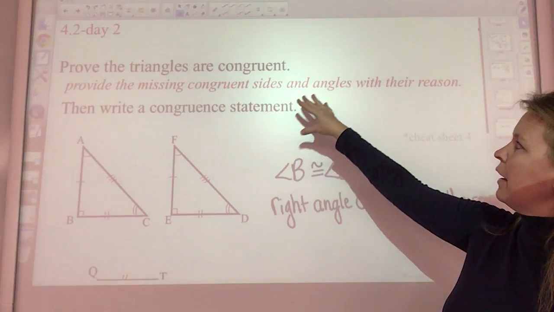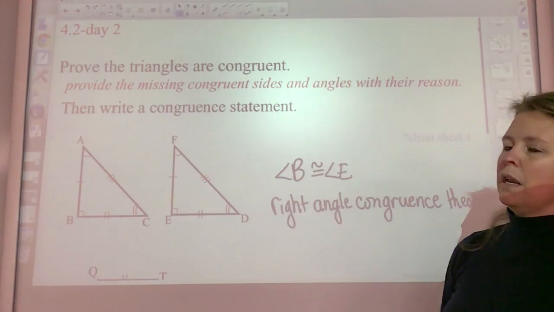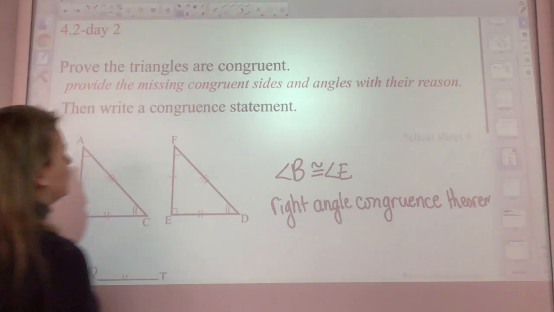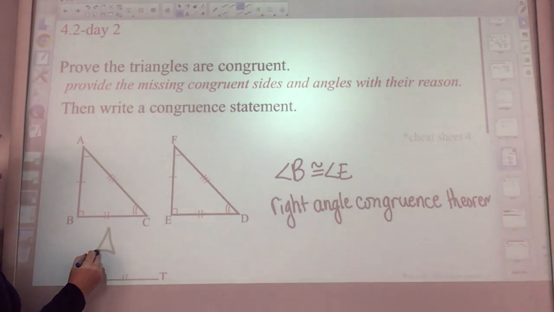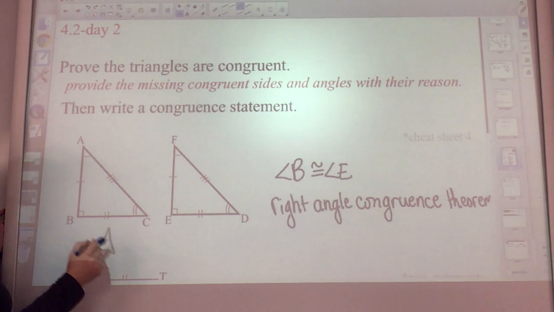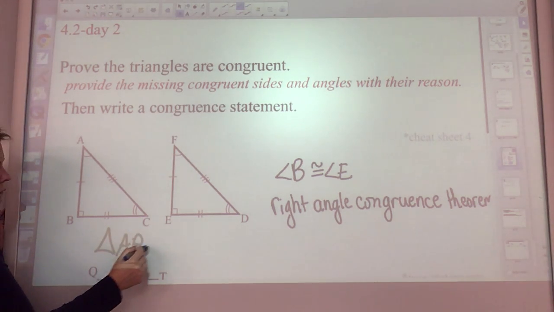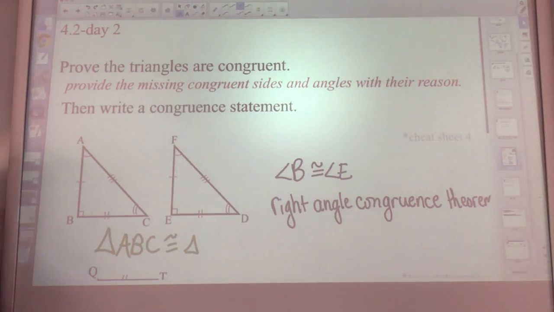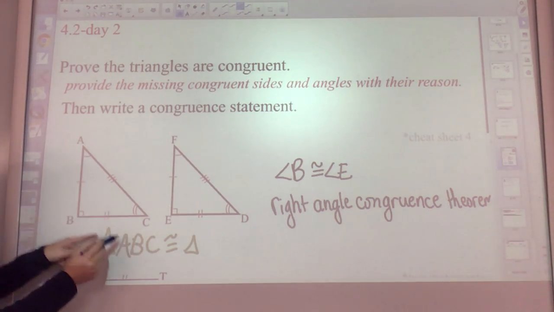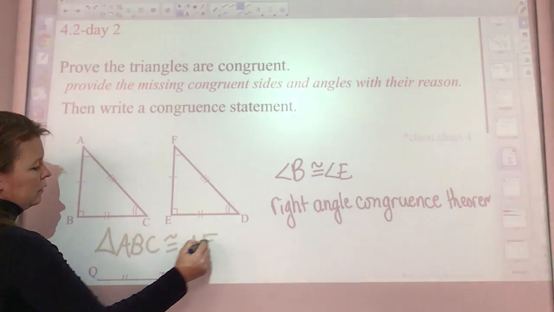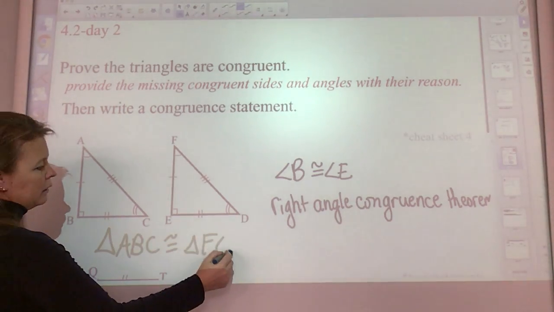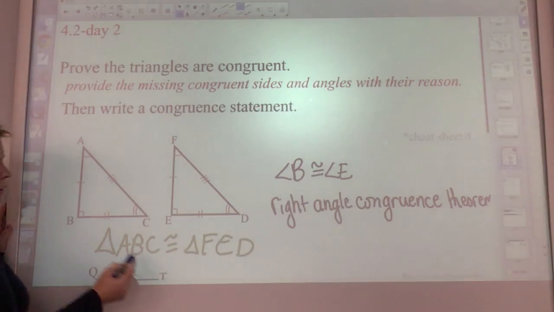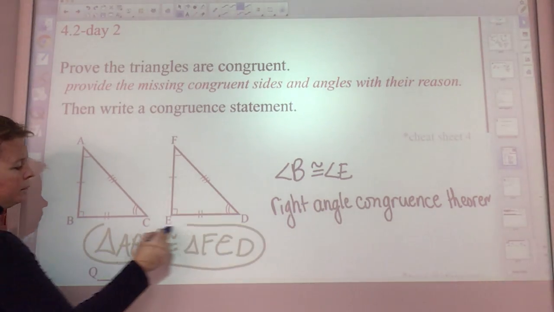Now that we have provided the missing congruent sides and angles, we need to write a congruent statement. We'll write that over here in green. Your choice on how you want to name this triangle. I'm going to call it alphabetical order, just for some sense of order. Triangle ABC. But then angle A has to match with angle F. Angle B has to match with angle E. Angle C has to match with angle D. There is a full congruent statement.